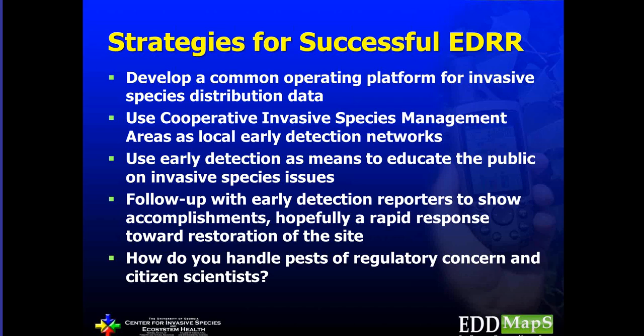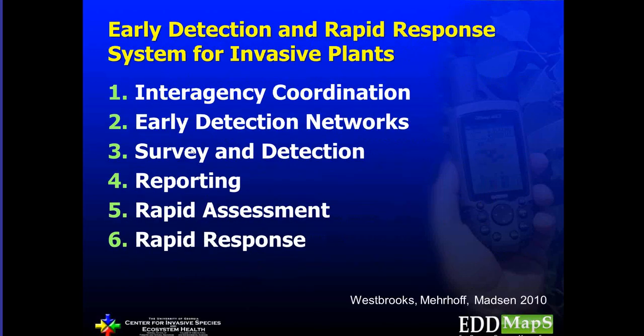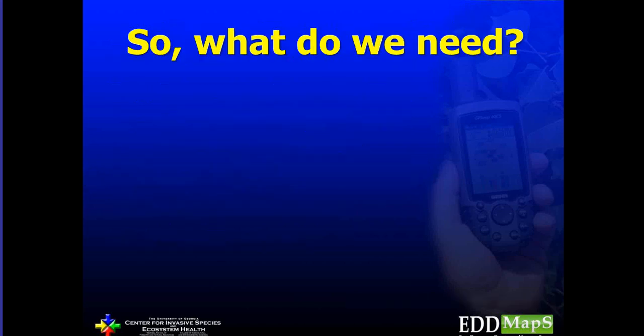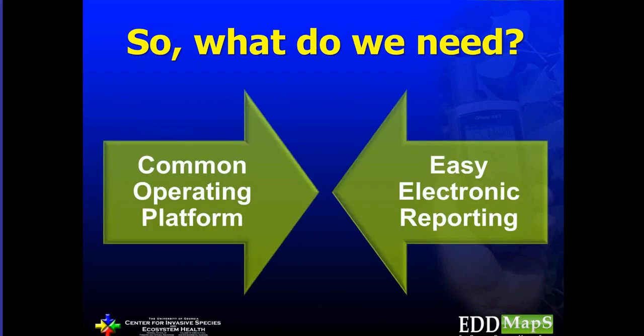And then one thing that always comes up, and something I know y'all are very familiar with, is how do you handle regulatory concerns and get past the regulatory concern with citizen scientists. Along with this, there is another outline that Randy Westbrooks with USGS has put together on what an early detection rapid response system for invasive plants would look like. The focus is interagency coordination, early detection networks, which we mentioned before, survey and detection, reporting, rapid assessment, and rapid response. And so, with the EDDMapS system, our focus has really been on the reporting side of things.